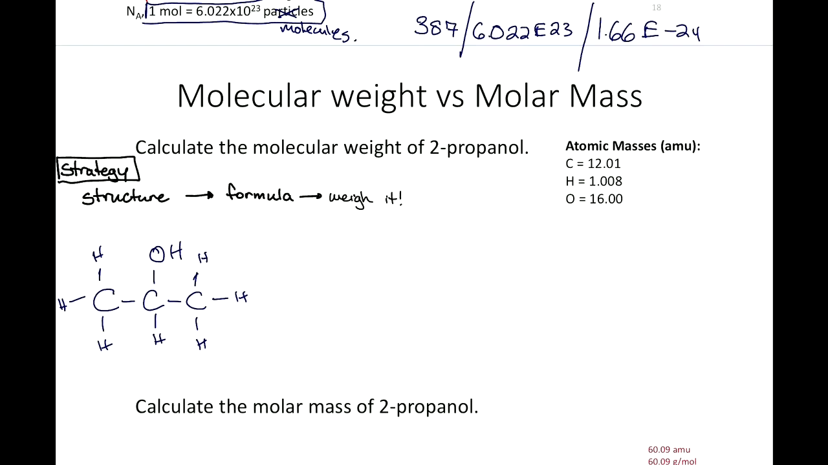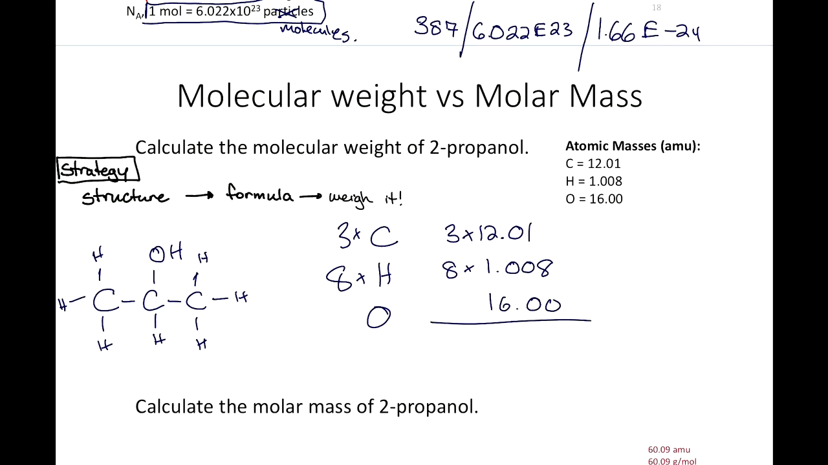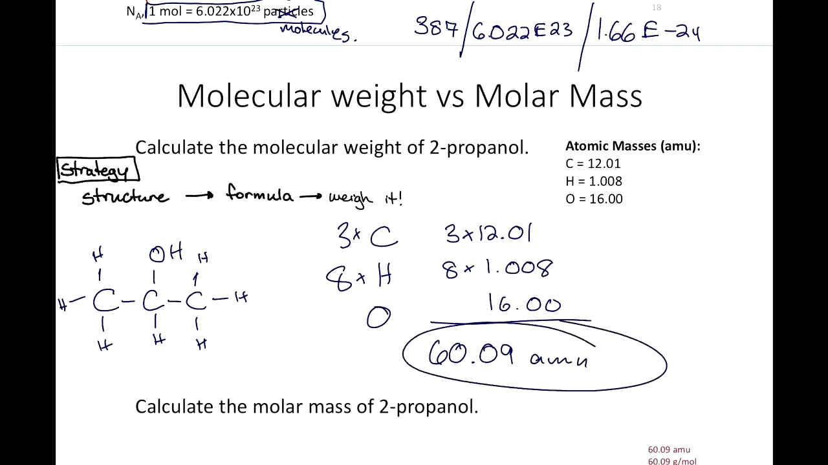Let's get the formula. I'm just going to add up all the atoms because I'm just weighing it here. So I have 3 carbons. How many hydrogens do I have total? 8, and then 1 oxygen. All right, and then apply those appropriate atomic masses. So 3 times 12.01, 8 times 1.008, and then plus 16. All right, so this answer, oh, it's in the corner, perfect. 60.09 AMU, so 2 decimal places, because we're limited by carbon and oxygen.